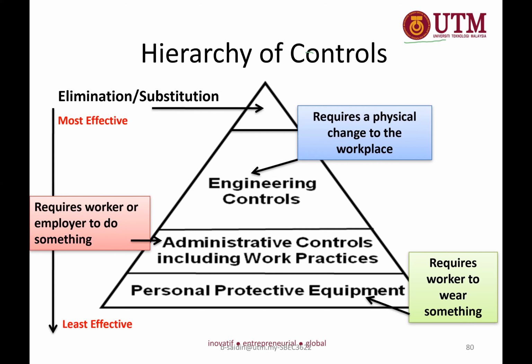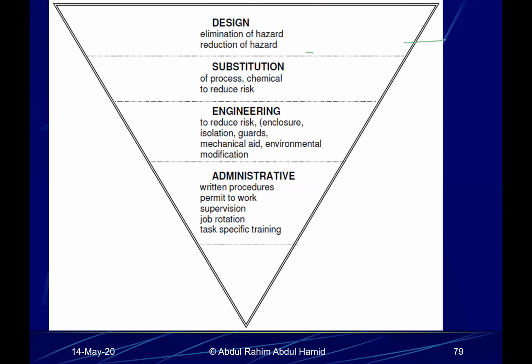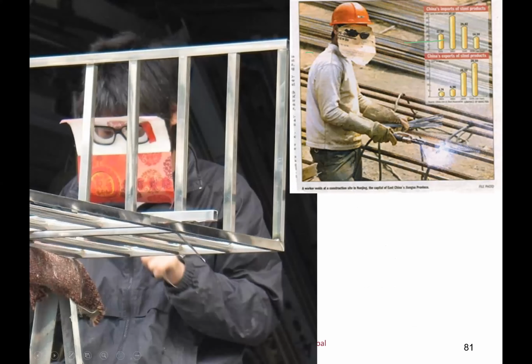By right, we should be thinking along this line, this inverted pyramid. The most effective is that we can eliminate, then we can substitute, do engineering design, then only administrative, and then PPE, the last one. You see, PPE. People come up with PPE by their own because the employer does not provide it. Pity them, because by right under our law, it is the employer's duty to provide those things free of charge.